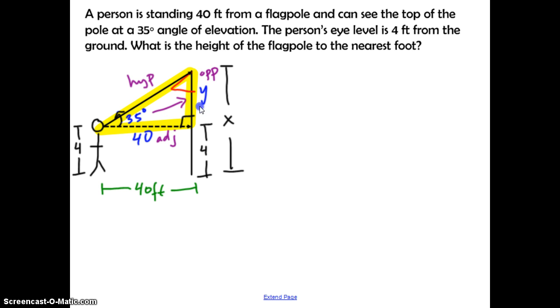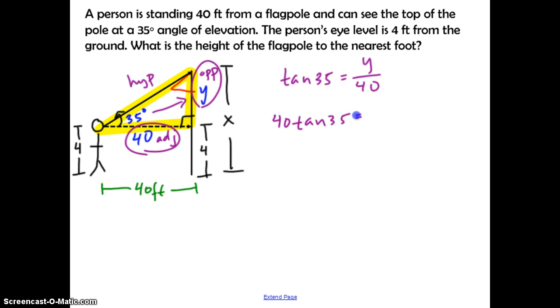Using the opposite and the adjacent, we are now going to use tangent of the angle is equal to the opposite over the adjacent. Now, just like we've been doing, you're going to solve this equation by multiplying by 40 on both sides, and then you're going to put this in your calculator to get y equal to 28.